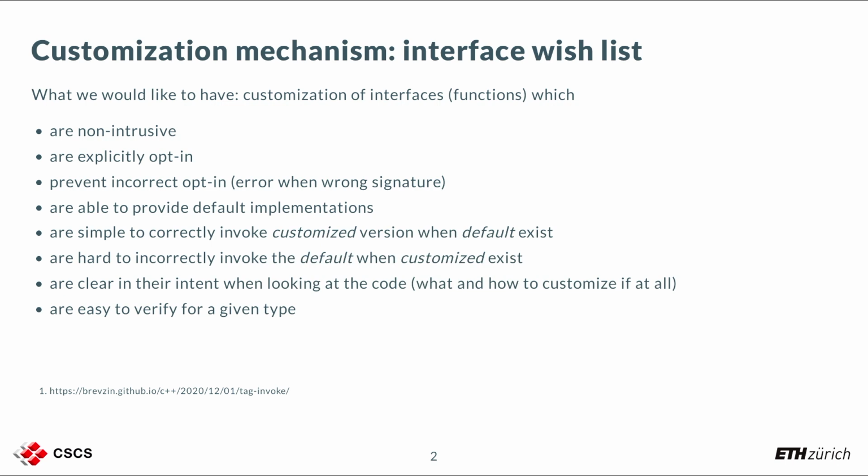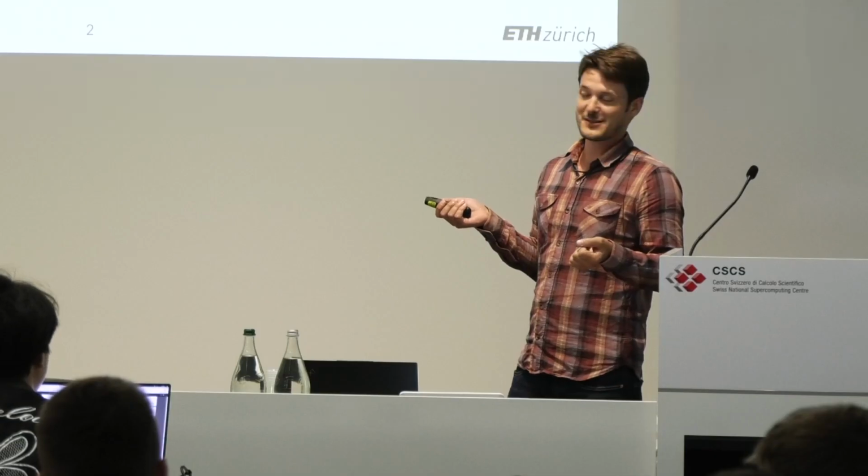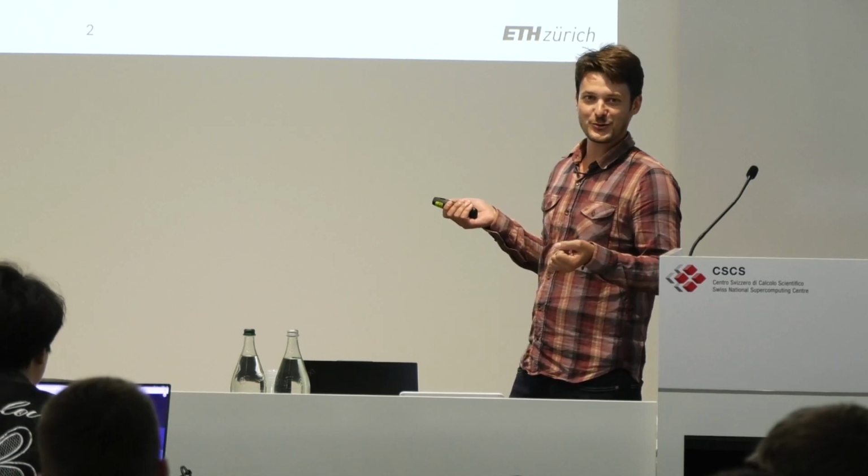So what we would like to have is that the thing we want to customize should be explicitly opt-in. It should not only be opt-in, but it should be explicit, so that when we look at the code, we can say, okay, if we don't do it explicitly, nothing will happen. That helps us to avoid some unexpected behavior. And it should also prevent incorrect opt-in in our interface. So it should signal some kind of error if we try to do something wrong. And in the best case, the error message should be somehow useful.